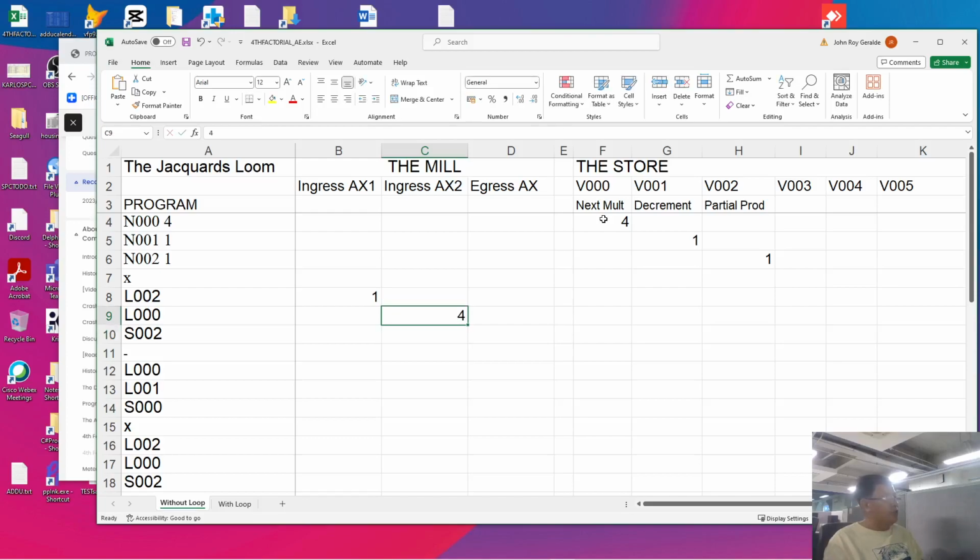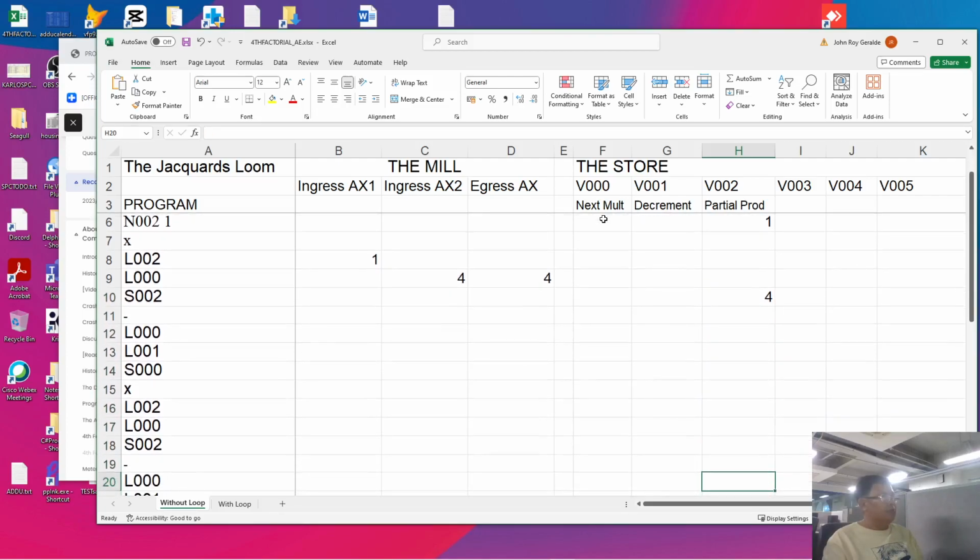So this multiplication is used to compute the first partial product. So 1 times 4 means 4. So the egress axis will have a value of 4. The next command is S002, which means store. This is a variable card. Store the value of the egress axis into the variable 002. So this will have a value of 4. Variable 002 will have a value of 004, which is the first partial product.